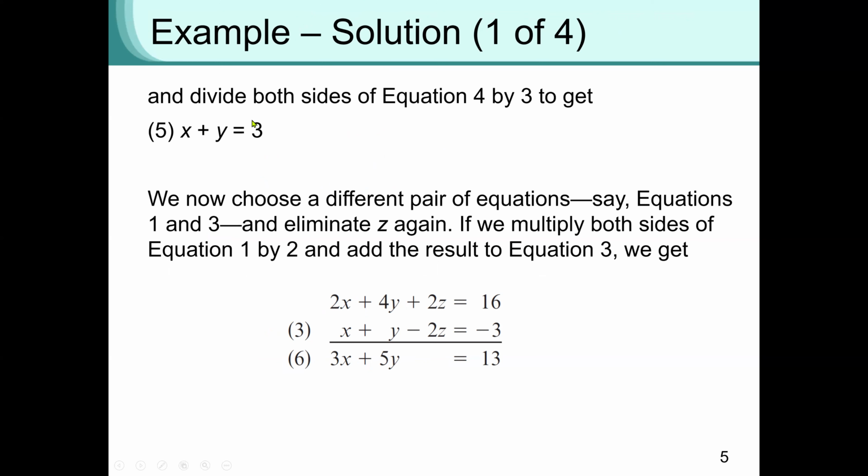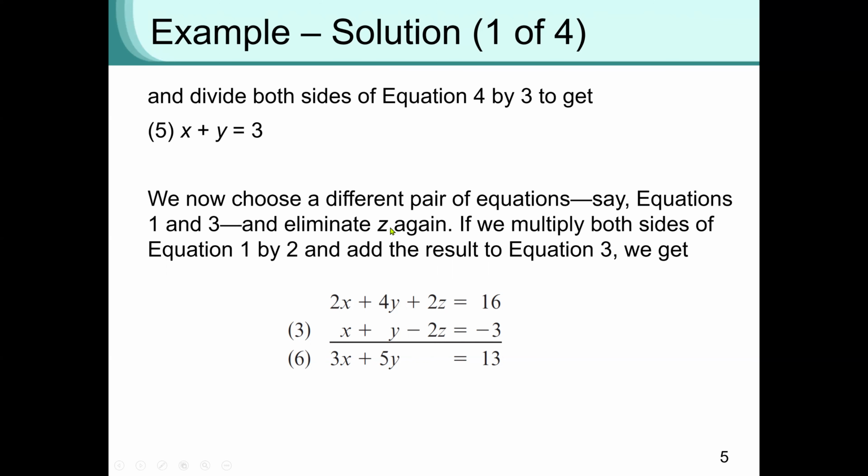Again, as we said, we used equations 1 and 2 to get this solution. So now we can use either 2 and 3, or we can use 1 and 3. Here we decided to use 1 and 3. So here we now choose a different pair of equations. Again, the key word is a different pair of equations. I used 1 and 2, so I cannot use 1 and 2 anymore. Either 1 and 3 or 2 and 3. So we decided to use equations 1 and 3, and we have to eliminate z. Now, if you don't eliminate z, the process will be very long.